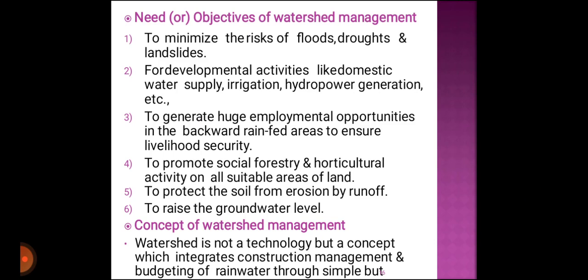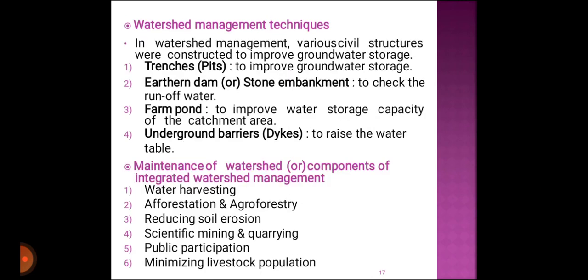Then the concept of watershed management. Watershed is not a technology but a concept which integrates construction, management and budgeting of rainwater through simple methods. In watershed management, various civil structures were constructed to improve groundwater storage levels. Some of the simplest methods of the water management techniques. First is the trenches. Trenches means pit to improve groundwater storage. Then earthen dam or stone embankment to check the runoff water.